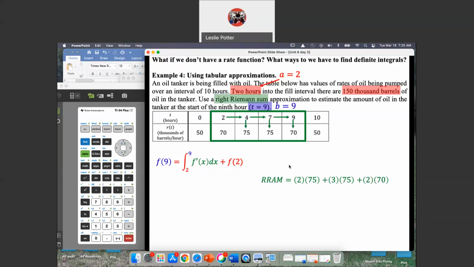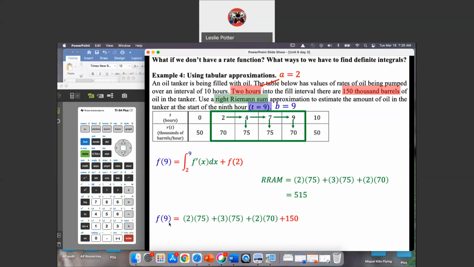So there's my right Riemann sum, and I add that up. It adds up to 515. And so I know that this represents this entire accumulation function, all of this integration. It's an approximation because it's a Riemann sum, but we're going to substitute that value in. Now look what I'm doing. I'm putting the RAM right in here instead of the 515, for a reason, because now I'm going to tack on my initial value of 150.